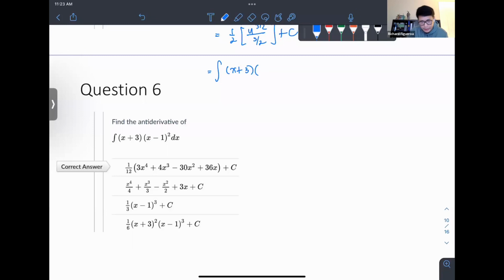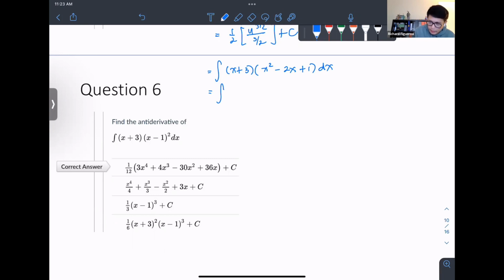By binomial expansion, square the first term, so we have x squared, and then twice the product of the first and the second term. So 2 times x times negative 1 will give negative 2x, and then negative 1 squared, that would be plus 1 dx. Afterwards, I'll distribute the first term to the trinomial.